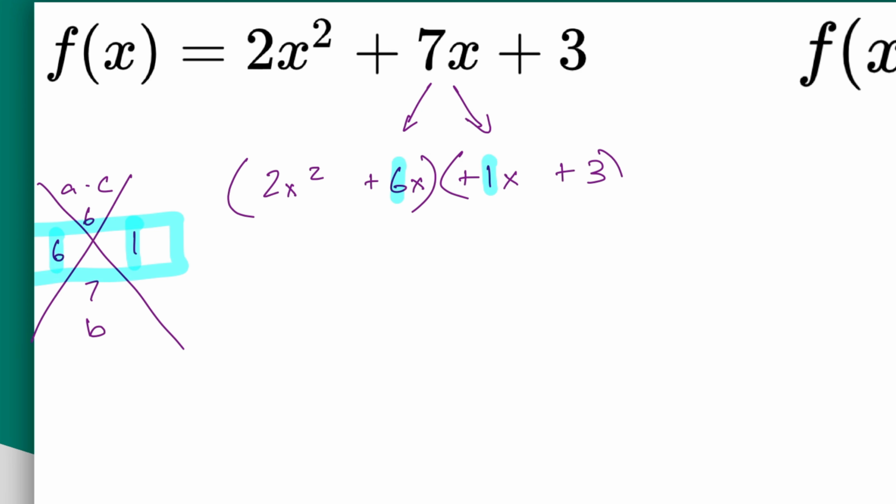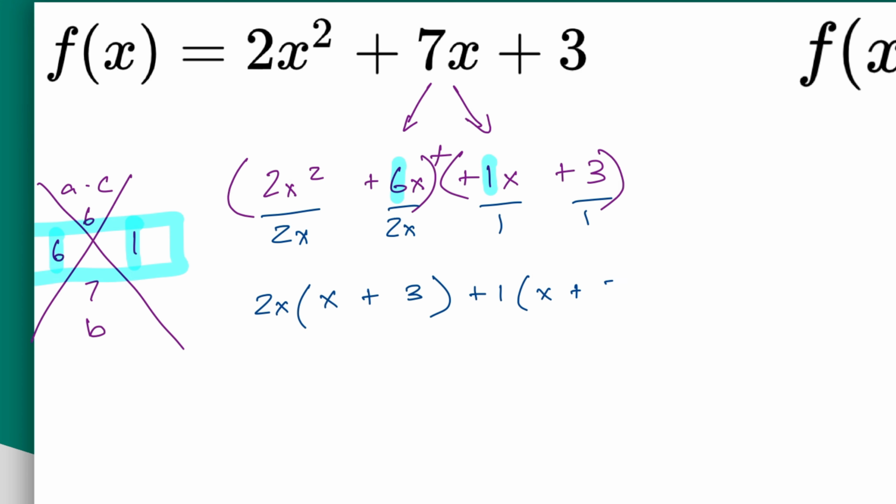So when we group, there should be a plus in between. It's not multiplication, okay? And then factor out the greatest common factor of each. 2x squared plus 6x, greatest common factor is 2x. So we divide that out. We get 2x times x plus 3. And then 1x and 3, the greatest common factor is just 1. But we still need to do that because we need that extra term. And we end up with x plus 3.